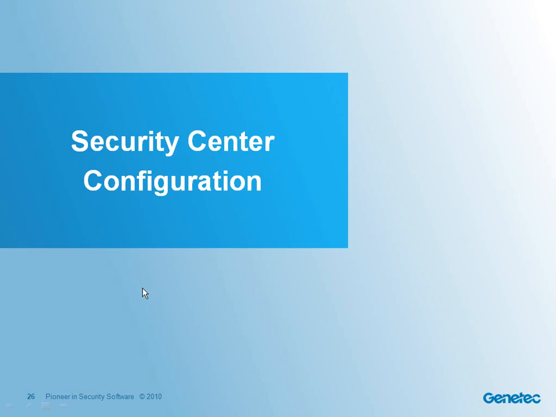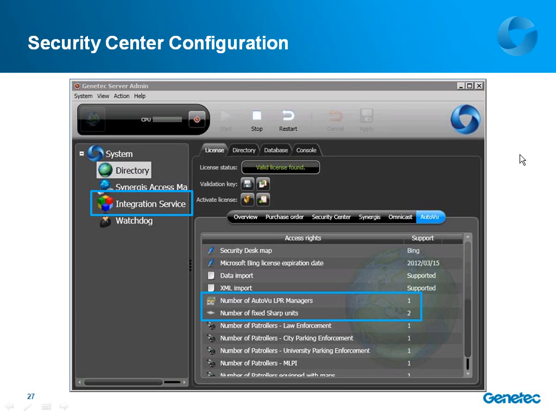Now that our Sharp has been configured, we can go to our Security Center and set up how we'll be communicating with the Sharp. The first thing we want to look at is the server admin. You'll need to make sure you have the auto view option enabled in the license and have the integration service installed.